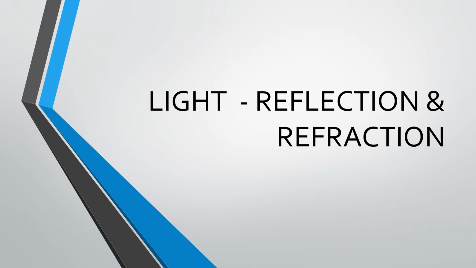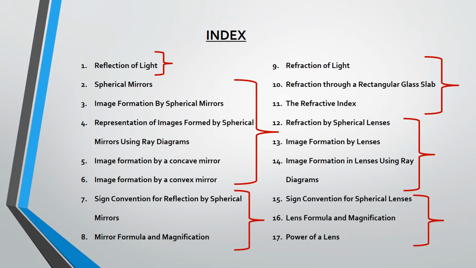Class 10 CBSE Science, Chapter: Light, Reflection and Refraction. In this module we will discuss points 9 to 11, that is, refraction of light, refraction through a rectangular glass slab, and the refractive index.